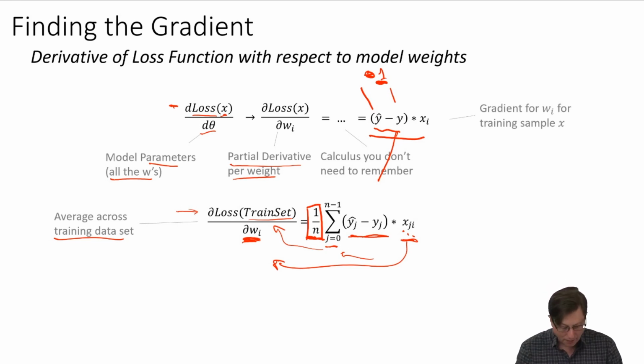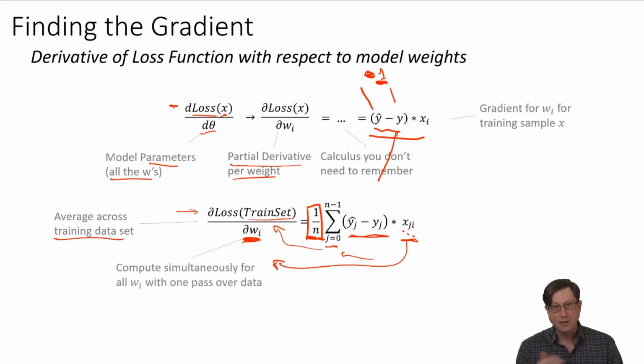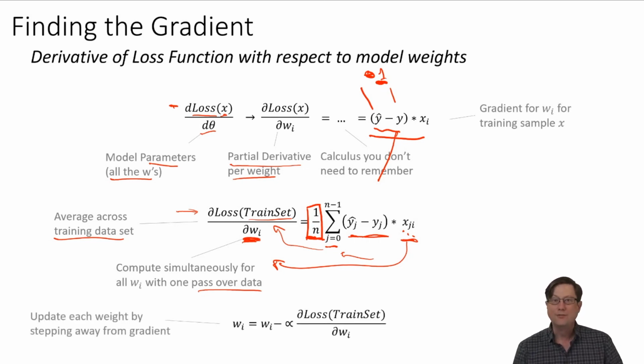So in this sense, you found the change that you want to make to w_i to most reduce loss on the training set. Great. Of course you need to do it for each weight, but you can do this in one pass over the data by calculating the gradient for all the weights simultaneously. And then once you've calculated the direction that you want to take a step, which is the gradient, let me tell you one thing.